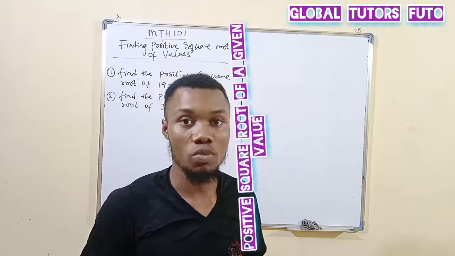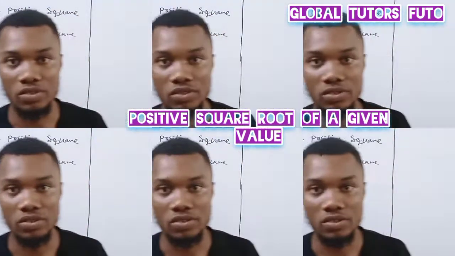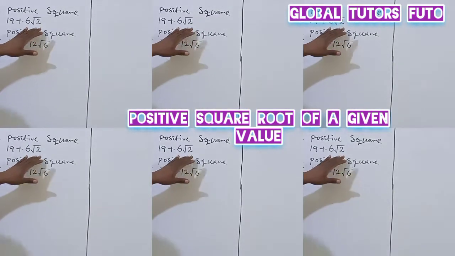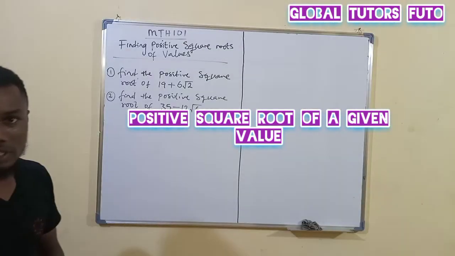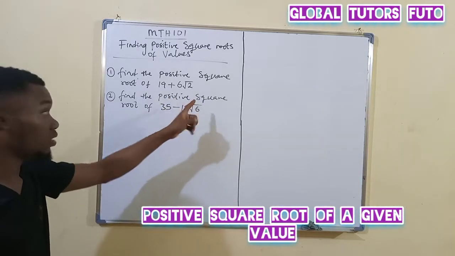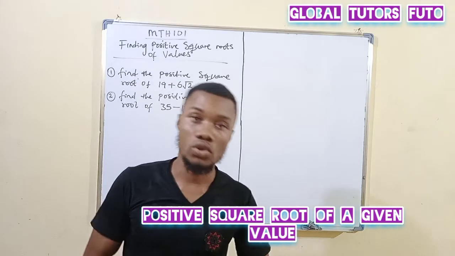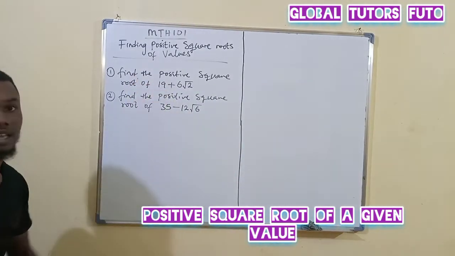Now, in today's class, we'll be looking at finding positive square root of values. Okay. Now, this looks like a surd. This looks like a surd. I will call this a real number because it is not a whole number. You understand? Square root of 2 will not give you a whole number. Okay. So, how do we simplify this kind of thing?